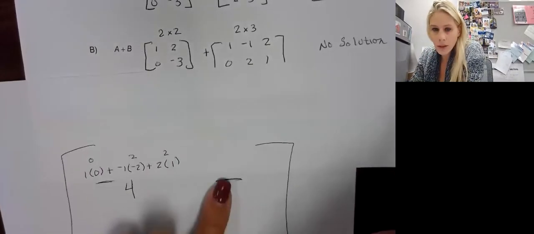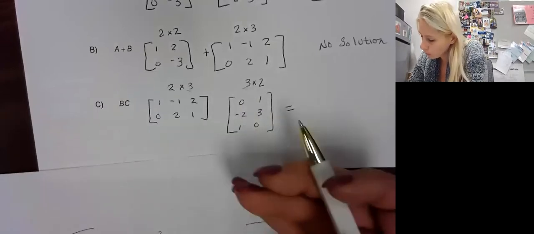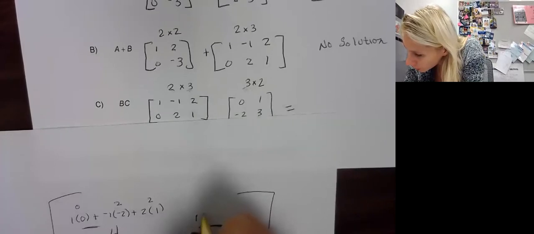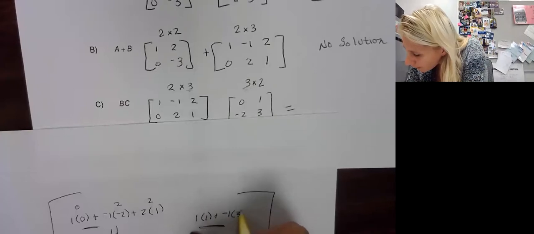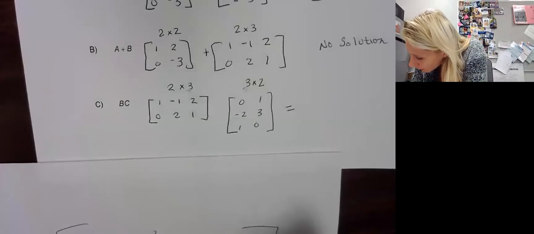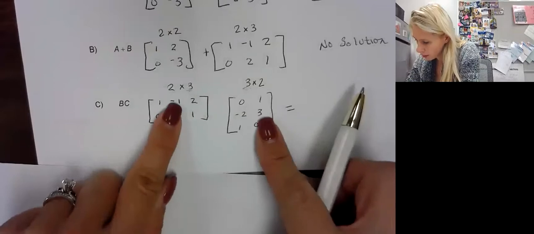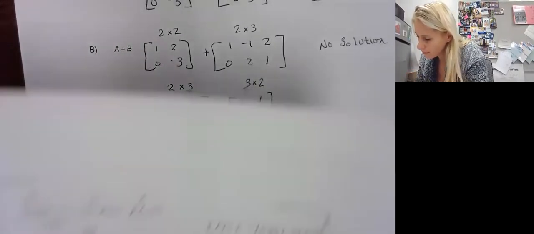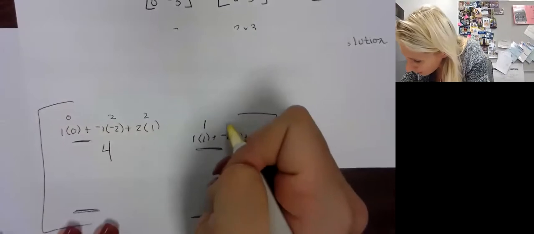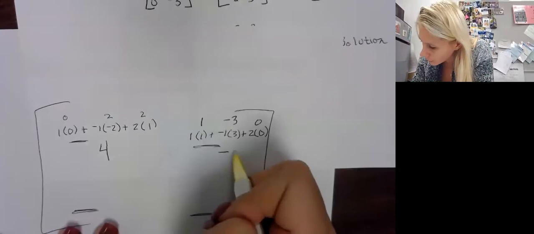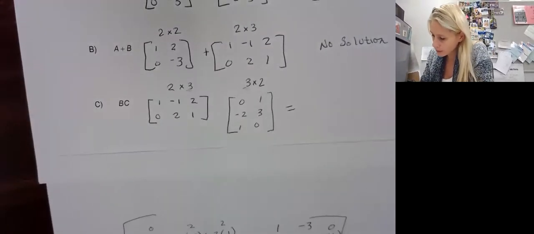I'm going to do this one next, which is row 1, column 2. So that's 1 times 1 plus negative 1 times 3 plus 2 times 0. Right? 1, 3, yep. Let me look at that. So that's 1, negative 3, 0. So that would give me what? Negative 2.